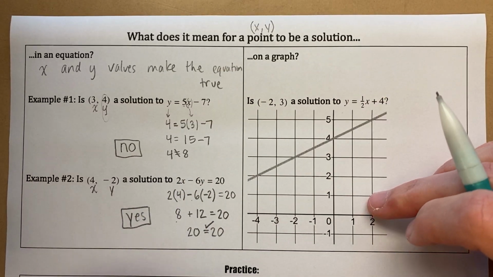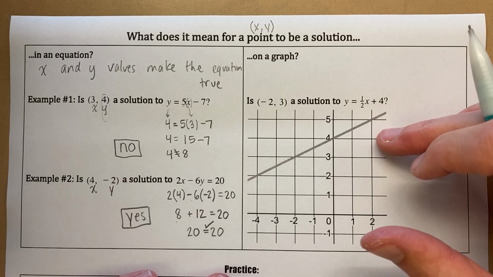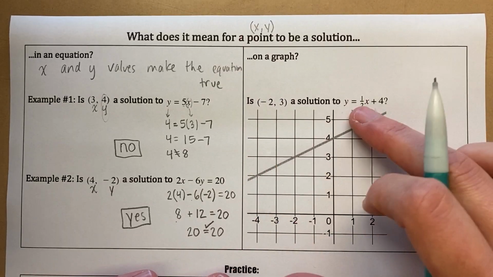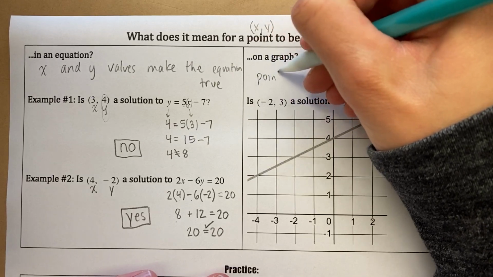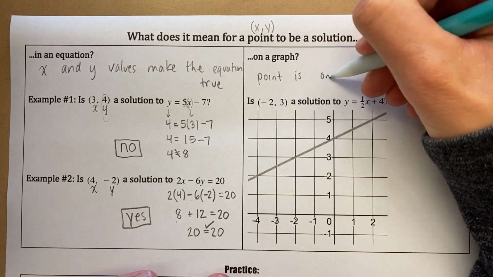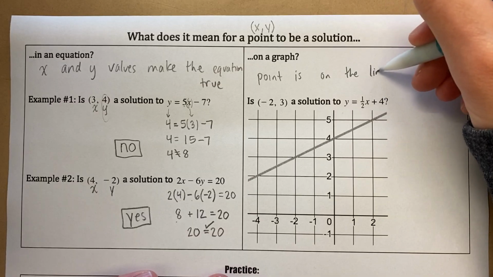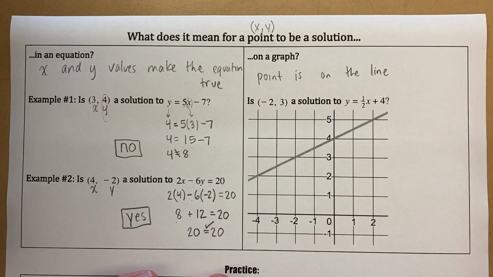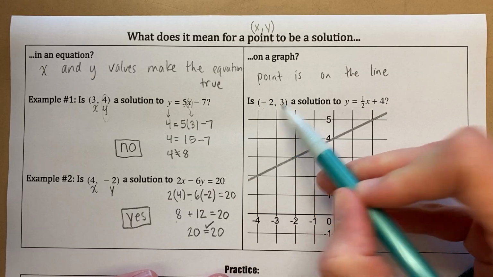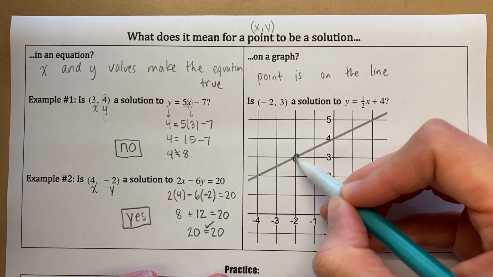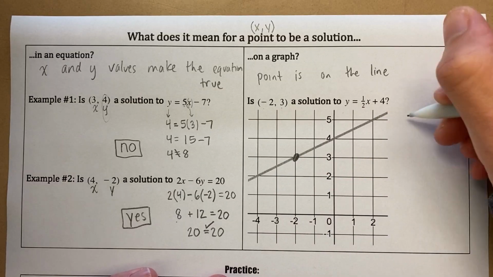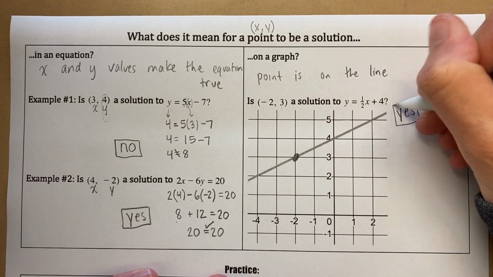On a graph, it's actually really fast and easy because the point is a solution to this equation if it's on the line. The point is on the line. Okay, so for example, here, this point, (negative 2, 3), if I go to (negative 2, 3), I see the point is right here. Is it on the line? Yes, it is. So that is a solution.